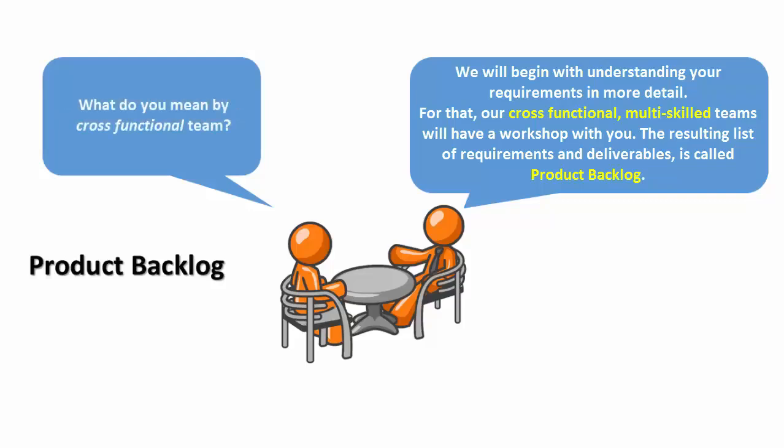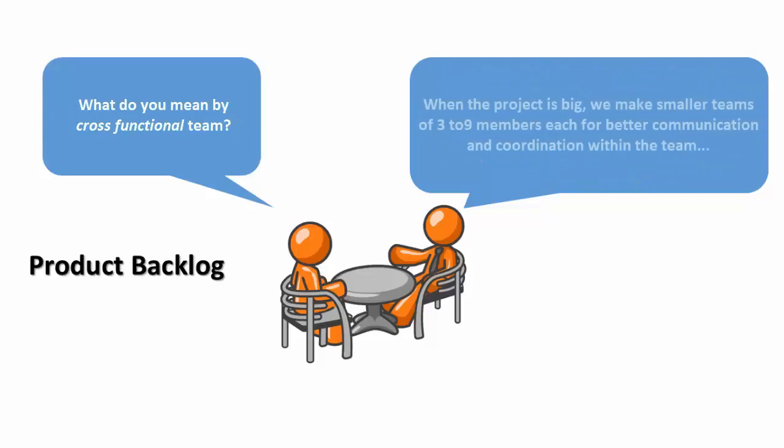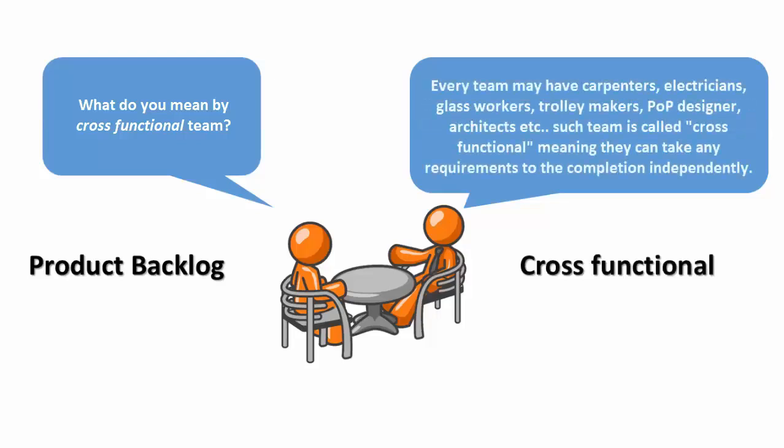What do you mean by cross-functional team? When the project is big, we make smaller teams of 3 to 9 members each for better communication and coordination within the team. Every team may have carpenters, electricians, glass workers, trolley makers, POP designers, architects, etc. Such a team is called cross-functional, meaning they can take any requirement to completion independently.